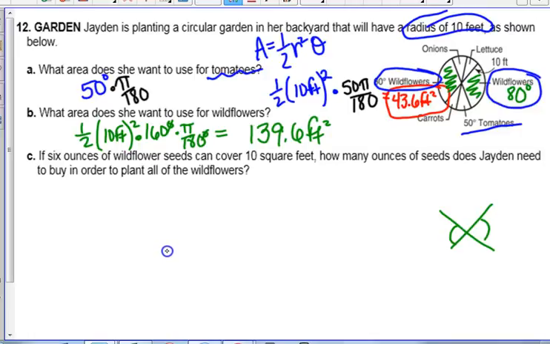All right, if 6 ounces of wildflower seeds can cover 10 square feet, how many ounces of seeds does Jaden need in order to plant all of the wildflowers? Any ideas? Well, how'd you do that? We could do dimensional analysis and use that as a conversion factor.